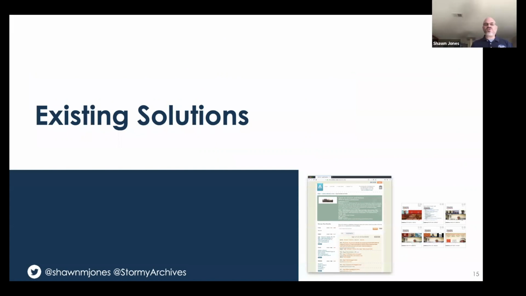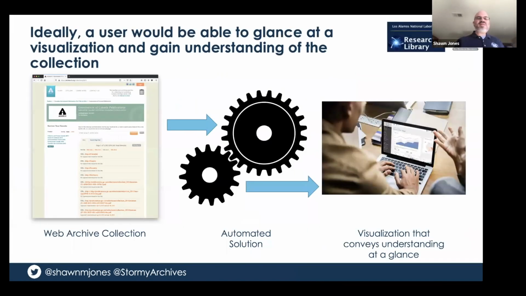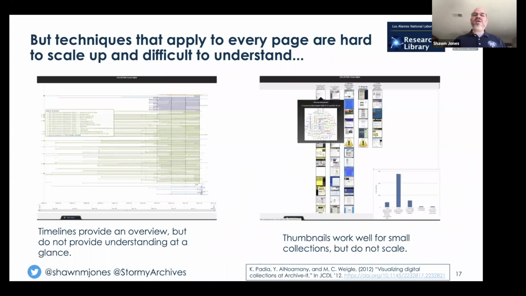And we can look to existing solutions. We can look and see what people have done. Ideally, a user would be able to glance at a visualization and gain understanding of the collection. They could take a web archive collection, pipe it through an automated solution, and then produce a visualization that conveys understanding at a glance. But techniques that apply to every page are hard to scale up, and they're difficult to understand.